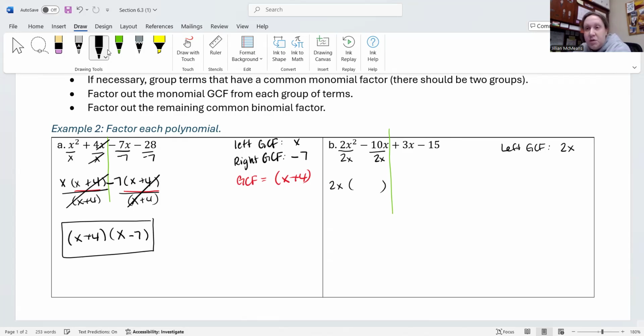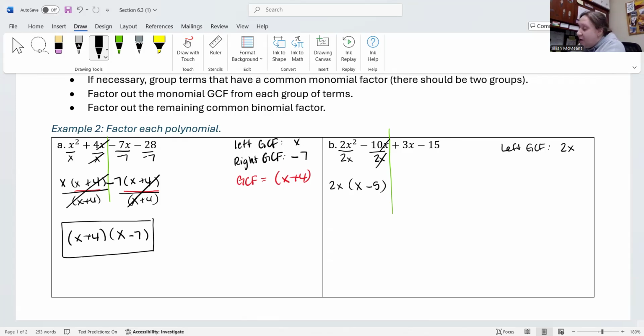Well, 2x squared divided by 2x, 2 divided by 2 is just 1. X squared divided by x is just the quotient rule, so we keep the base and we subtract the exponents. 2 minus 1 is just 1. I write that as just plain old x. Now, negative 10x divided by 2x. Negative 10 divided by 2 is negative 5. And then hopefully you can see that x divided by x is just 1. So we're left with just 1 times negative 5.